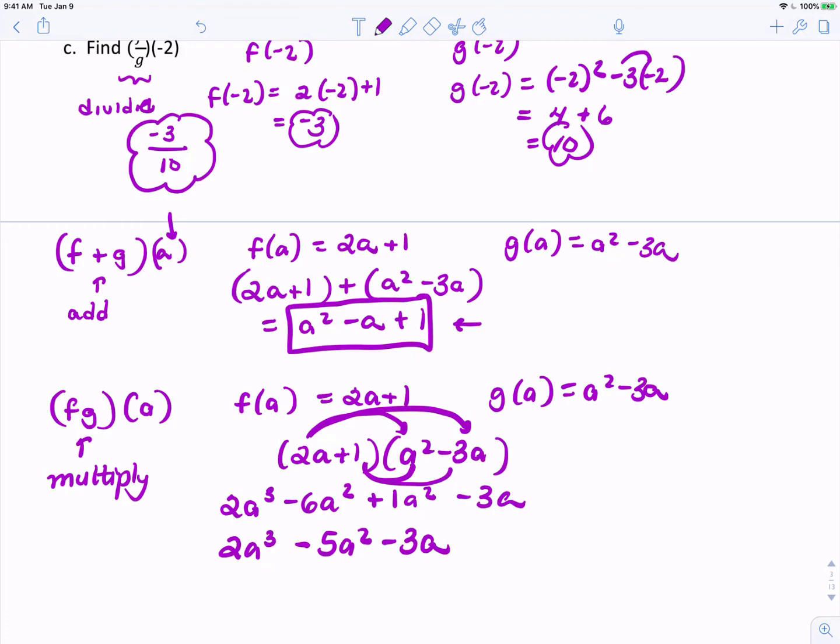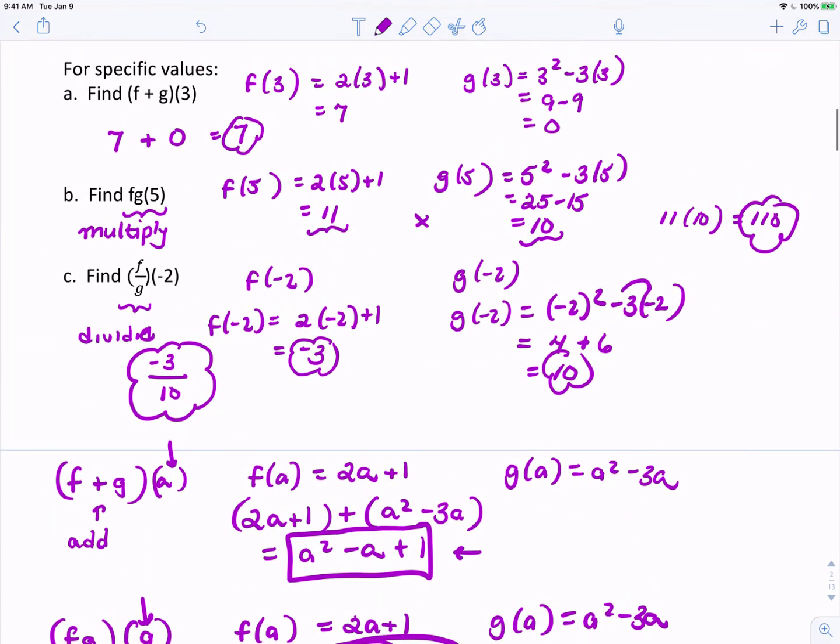So those would be examples of general terms where you input a variable and your answer is a variable. In the first examples, we input a number and our answer was a number. So that's how you would do arithmetic with functions. And in our next video, we're going to take a look at function composition.